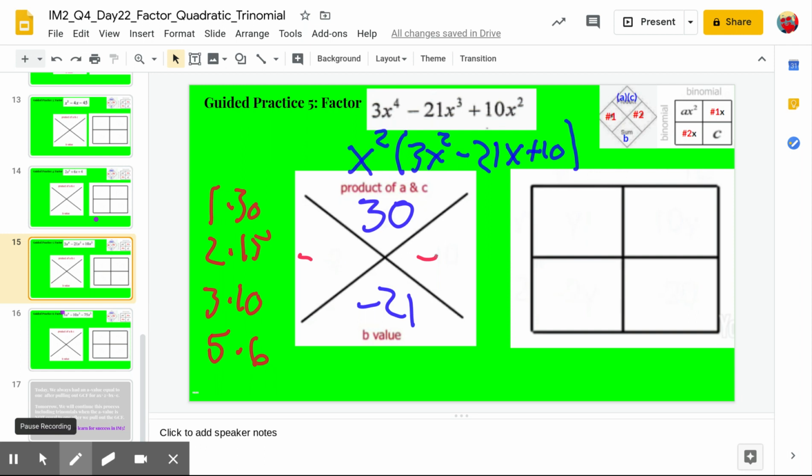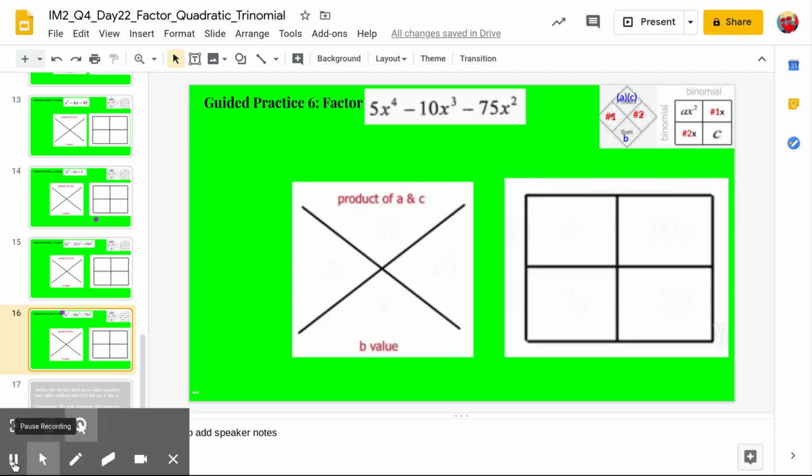It's impossible. So this is an example of what we were doing before when I had you just pull out a GCF and then we were done. We actually are done right now with this, because this does not factor any further. So x squared times 3x squared minus 21x plus 10 on this one is the correct answer. So we're not actually going to factor this one when the a value is not 1.